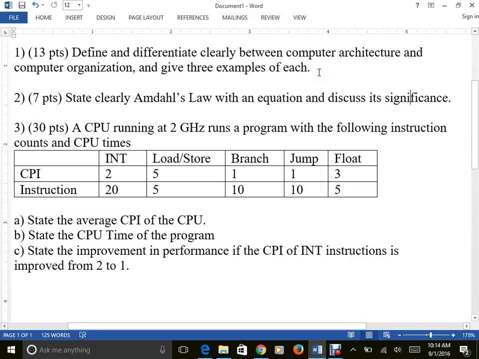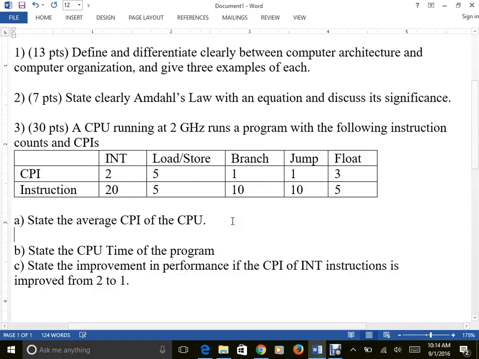All right, so part 3, we have a CPU running at 2 gigahertz. It runs a program with the following instruction counts and CPIs. CPI 2, 20, 5, 5, 1. So most of you got up to here. So you knew that 20 times 2 plus 5 times 5 plus 1 times 10 plus 1 times 10 plus 3 times 5. And you probably realized really quickly that these questions are always going to add up easily to, in this case, 100, right?